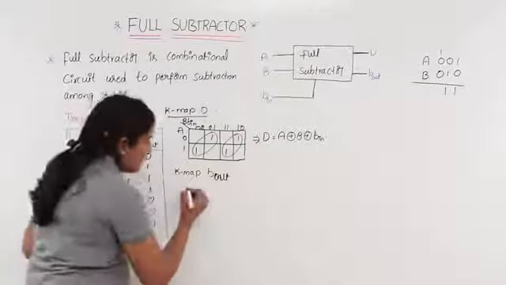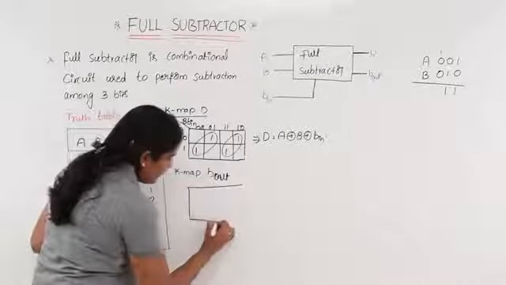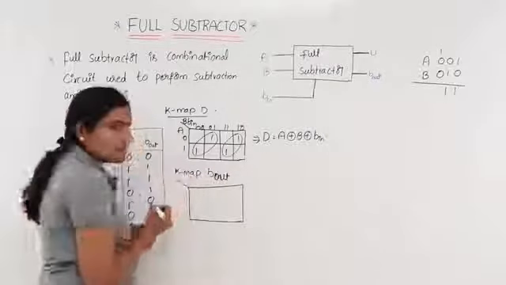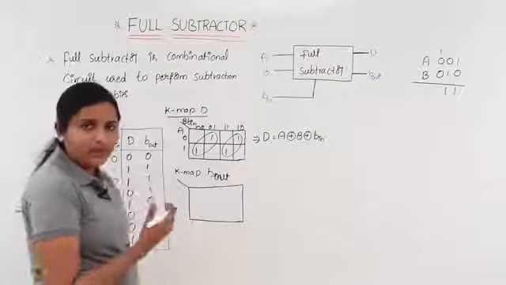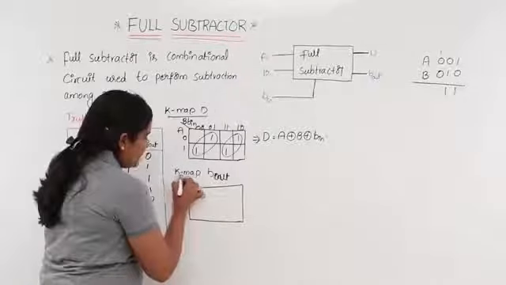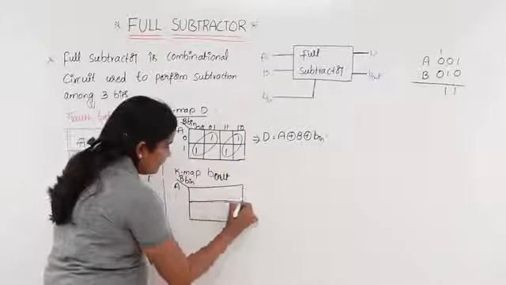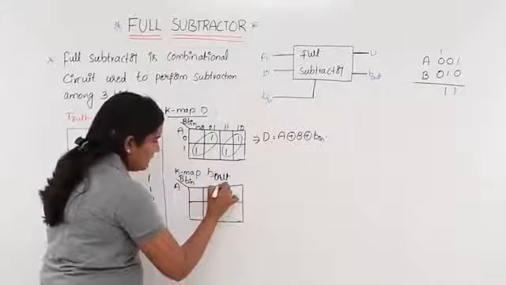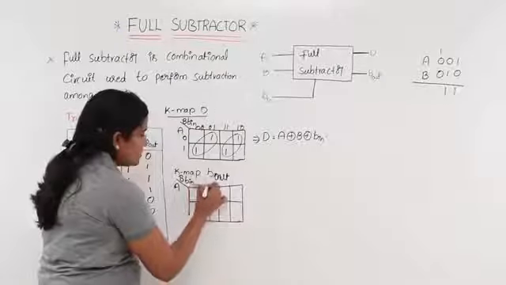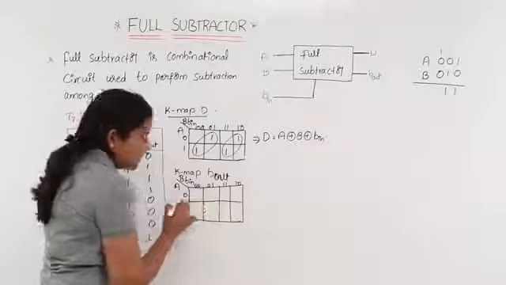So now how many variable K-maps do you need to consider? Again, a 3-variable K-map, because this borrow out also comes from 3 input variables only. So here I am considering those variables in the same way as we considered for difference. I am taking the combinations 0, 0, 0, 1, 1, 0 and 1, 1 here and 0, 1 here.